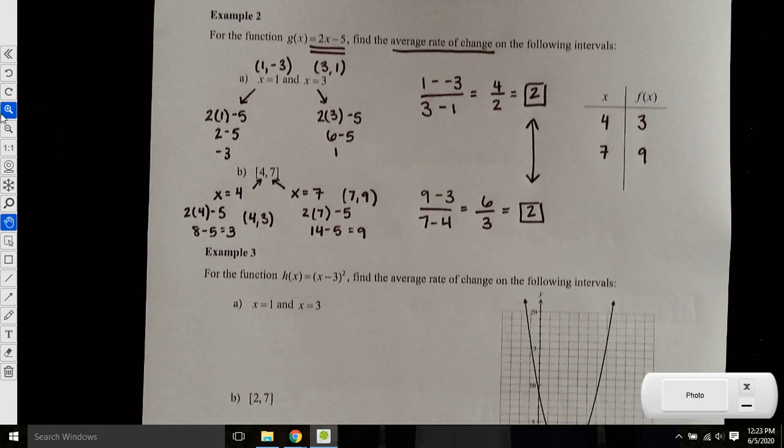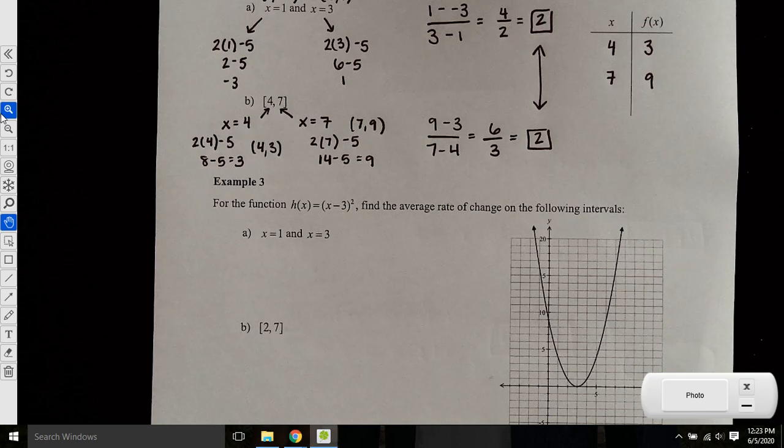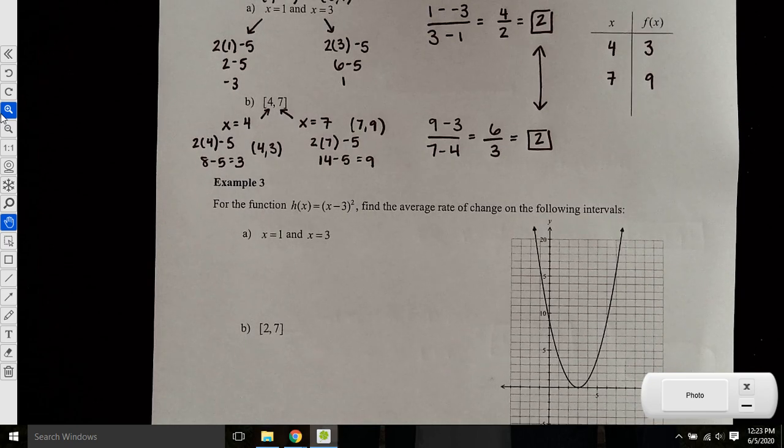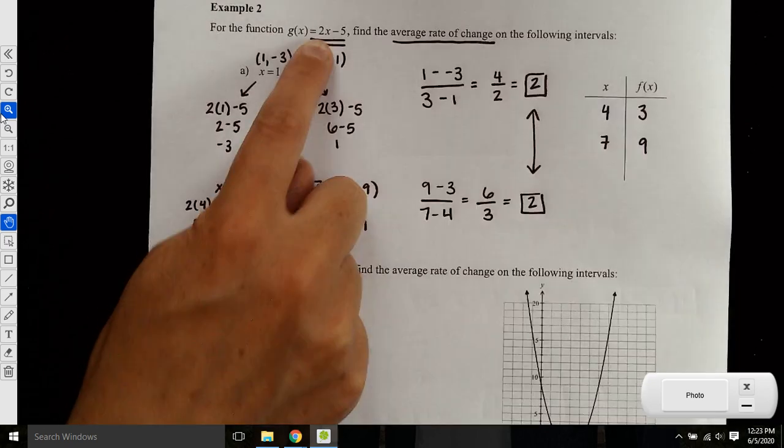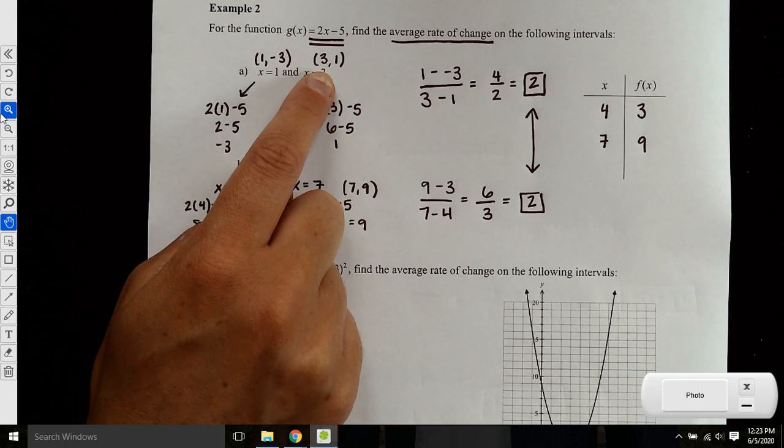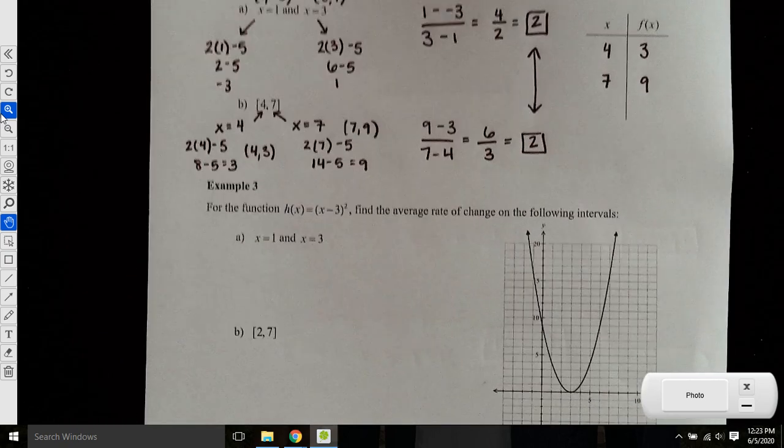So now I'm going to look at one more example. I've looked at a table now. I've looked at given an equation. When you're given an equation, you need to plug in the x values to find the points. And now I'm going to look at given a graph.